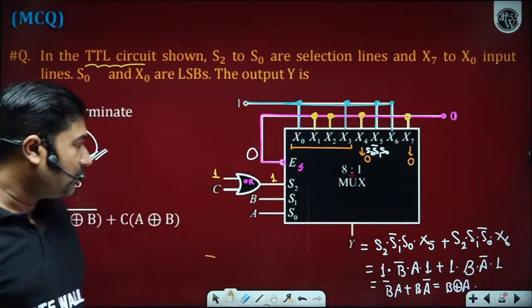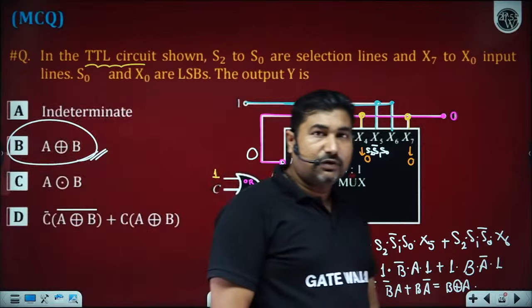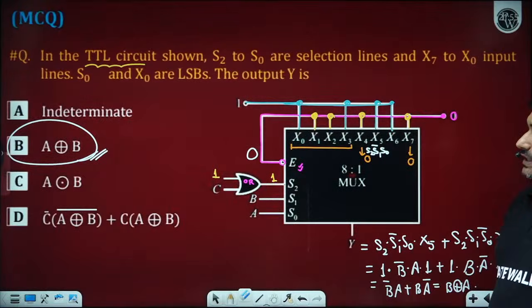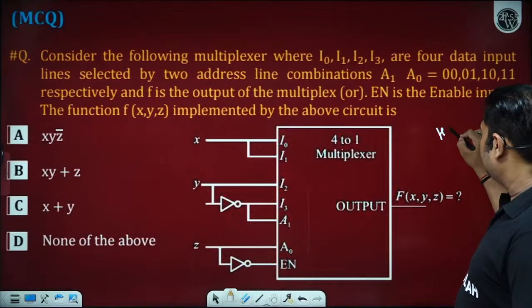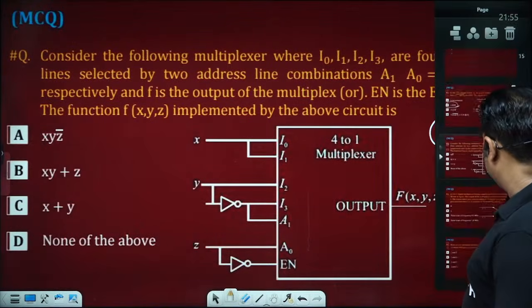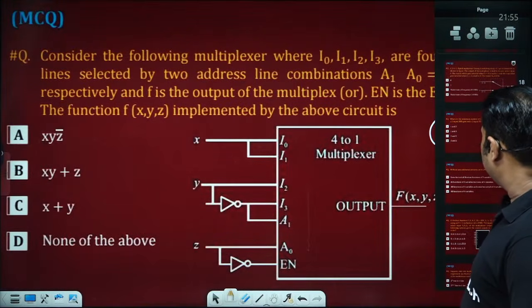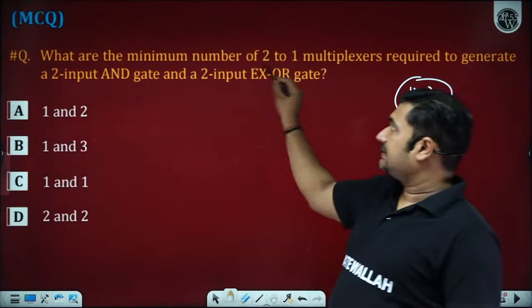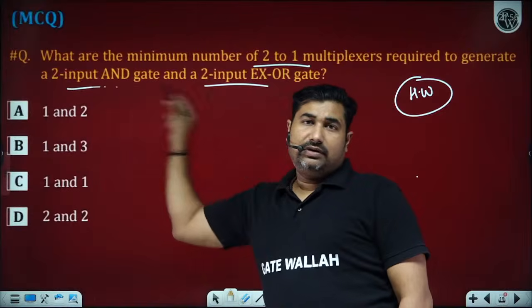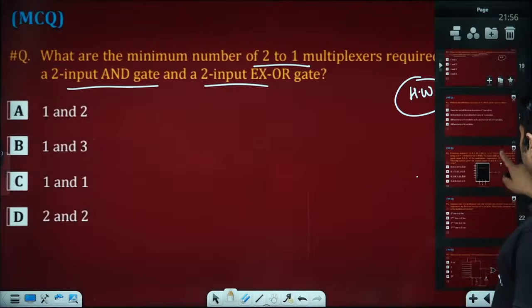How many of you are able to understand up to this part? Please let me know by writing in the comment section, beta ji. Can you solve such kinds of questions? Can I give this question as homework to all of you? Great. Now I am moving towards decoders. I am also giving you as homework, already discussed yesterday, how many 2 cross 1 multiplexers are required to implement an AND gate or XOR gate.